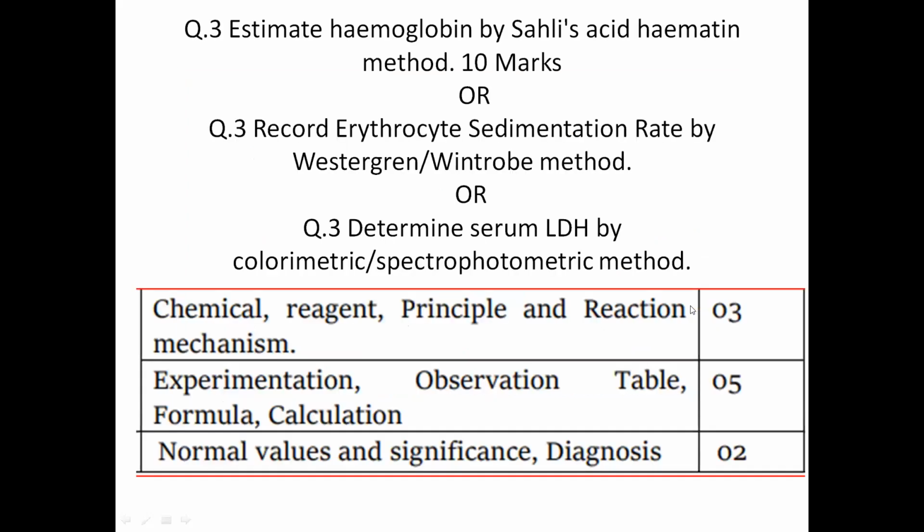Now question number 3 पे आ जाते हैं. On my screen, question number 3 is visible to all. Yes, ma'am. Now in question 3 also, we have 3 options. In that I'm going to explain 2 only: estimation of hemoglobin and LDH. So we have the first option, estimation of hemoglobin by salicylic method, ESR and serum LDH.